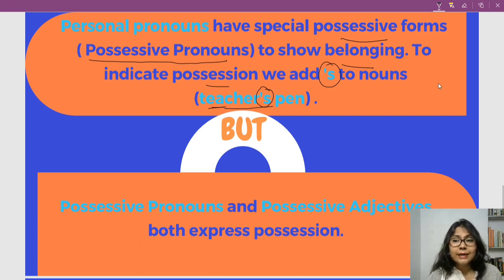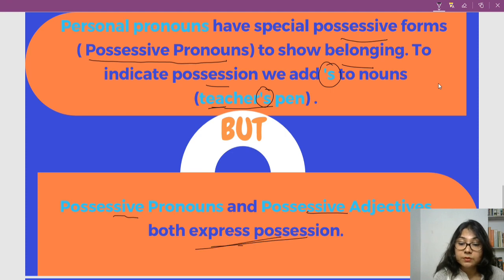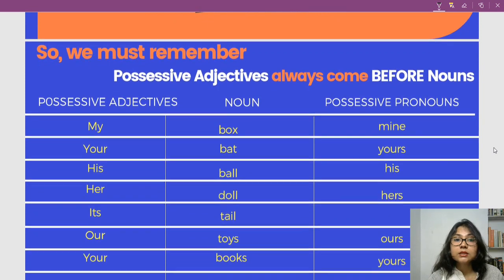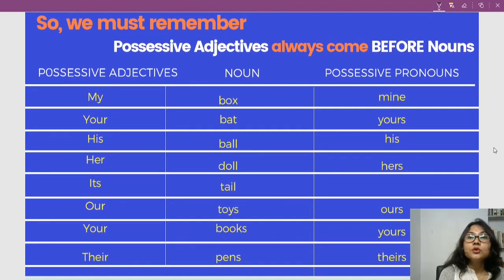But children, let us not get confused. Let us remember that possessive pronouns as well as possessive adjectives both express possession. So we must remember something, and it is possessive adjectives, they always come before the nouns.